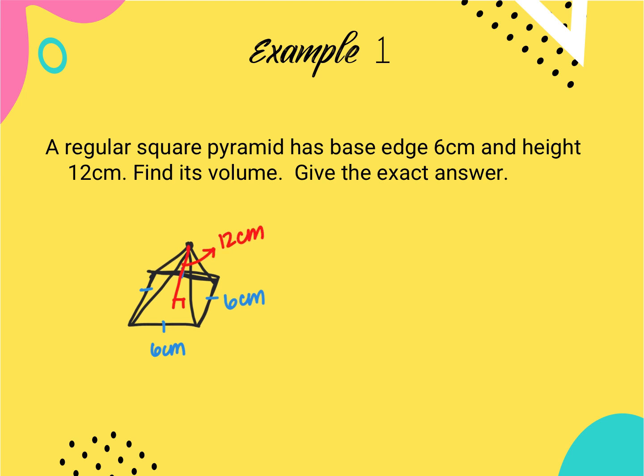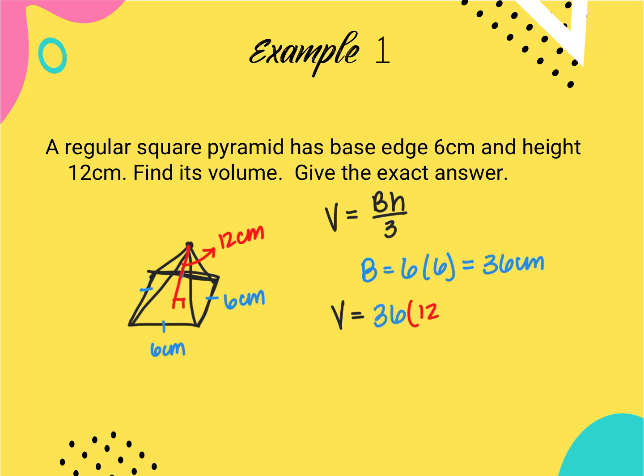So, knowing my formula for volume of a square pyramid, or pyramid, is going to be volume equals the base area times my height divided by 3. Looking at it, what is my base area? How do I find the area of my base for a square? Length times width. So my B is going to equal 6 times 6, which is going to give me 36 centimeters squared. Once I have that, I can go ahead and plug it in along with my height. Volume equals my base, which we figured out was 36, times my height, which is 12, all divided by 3. Solving it out, I'm going to end up getting 432 divided by 3, and my volume is going to be 144 centimeters cubed. Again, volume is always cubed. Do not forget that.